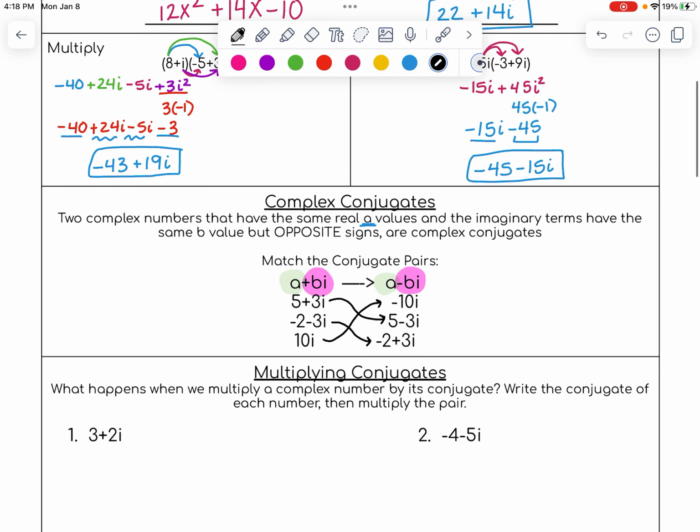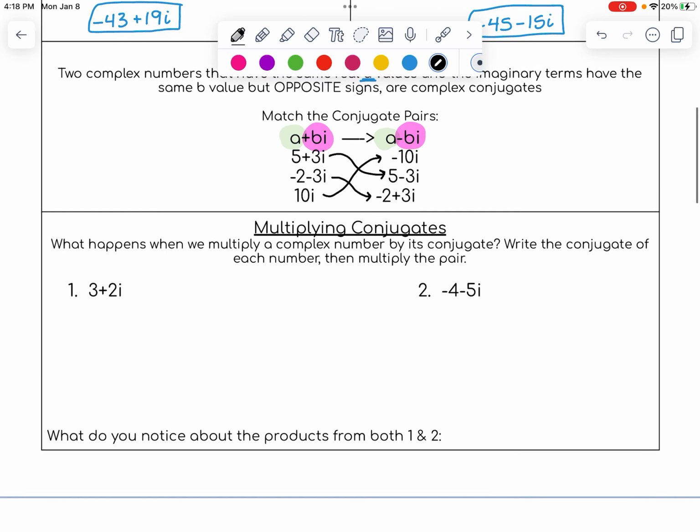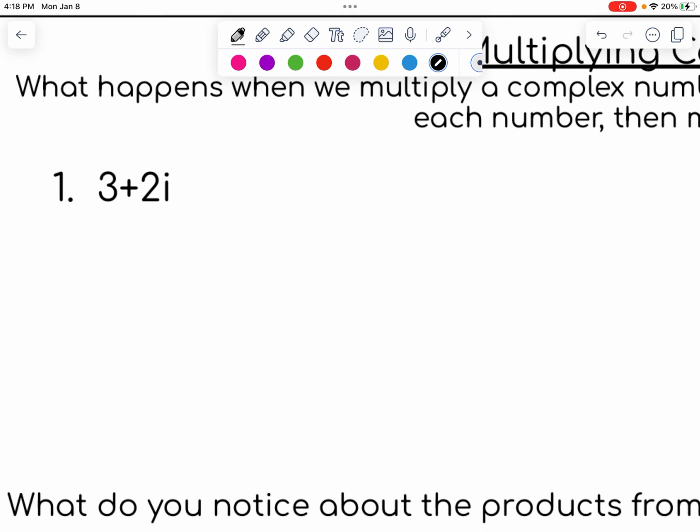Now, why do conjugates come up when we're talking about multiplication? Well, let's actually try to multiply a complex number by its conjugate and see what happens. Starting here with number 1, I have 3 plus 2i. Think for a second, what would the conjugate of 3 plus 2i be? Well, 3 is the real number, so 3 will stay the same. 2i is the imaginary, and that's the part that I need to change signs. So that's going to be 3 minus 2i. These are complex conjugates.